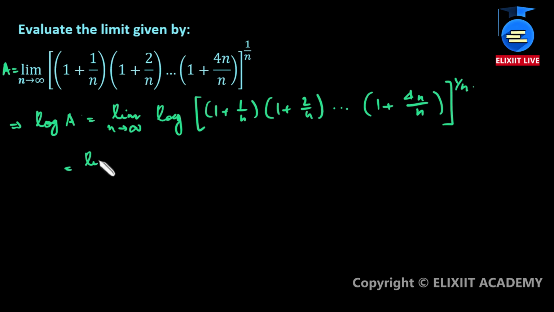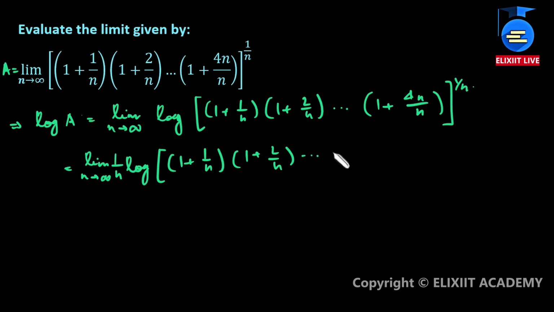So how much is this? This is basically limit n tends to infinity, log of. Now we have log of this thing and the power is 1 by n. So 1 by n can come down over here, right? 1 by n comes down. And we have log of 1 plus 1 by n, and we are left with 1 plus 2 by n up to 1 plus 4n by n.